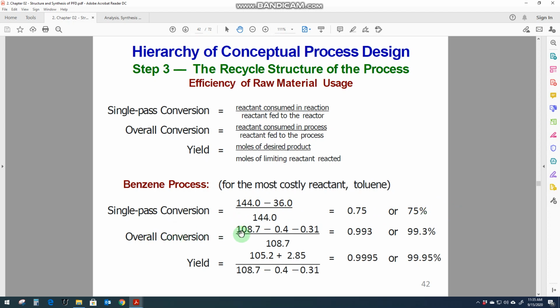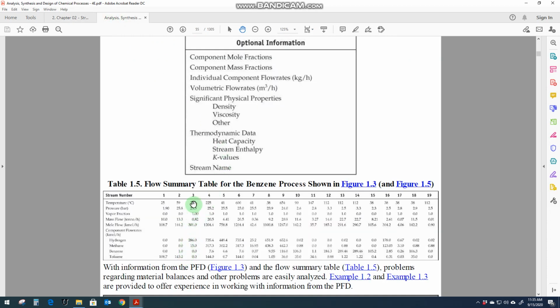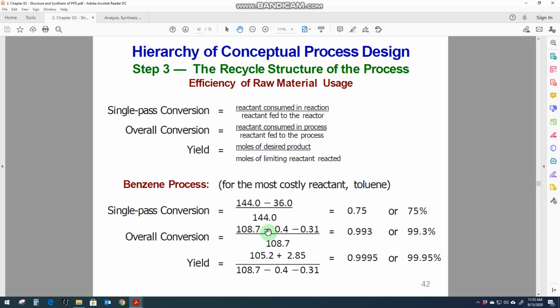In the overall conversion, we will see that 108.7 is the amount of toluene that is fed into the process, and then minus 0.04, this is the amount of toluene that is going with the benzene in stream number 15, and then we have 4.31, which is the amount of toluene that is going into the vent as a waste stream. Okay, so this is the conversion here, and relative to the total toluene that we fed into the system, the overall conversion comes out to be 99.3%.